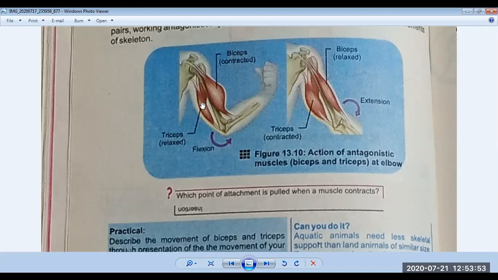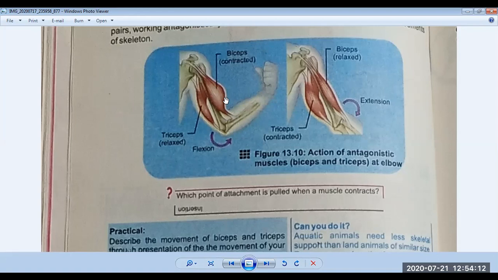So what is antagonistic action? In which, if one muscle contracts then the other is relaxed, and if one is relaxed then the other contracts. Now we will discuss with an example which is given in the show. When bicep contracts, the forearm insertion end is pulled upward.